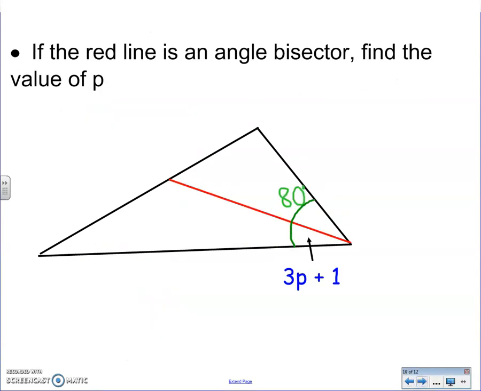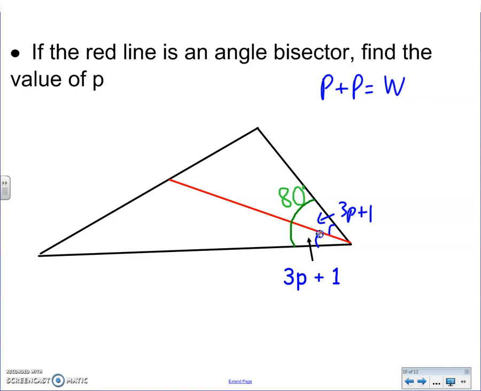All right, next, the red line is an angle bisector. Find the value of p. Angle bisector means the entire angle of 80 degrees was cut into 2 equal pieces, this and this. The bottom is 3p plus 1. I know that this is also 3p plus 1. This is angle addition. Remember, part plus part equals whole, or the however many small angles add to the whole thing.